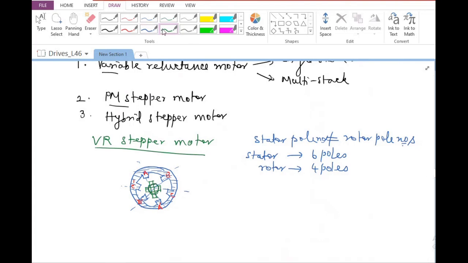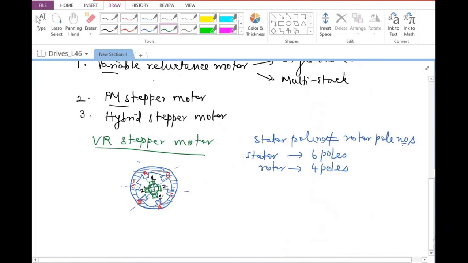So let me call this as 1 and 1 dash. And let me call these 2 poles as 2 and 2 dash. So I am having essentially a 4-pole configuration. You can see these 2 poles here, 2 and 2 dash here protruding like this, and 1 and 1 dash protruding like this. This is how it is.